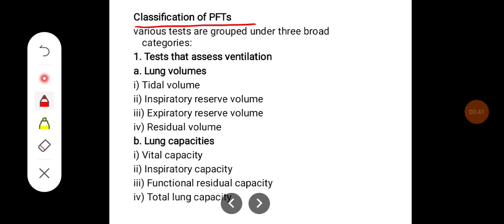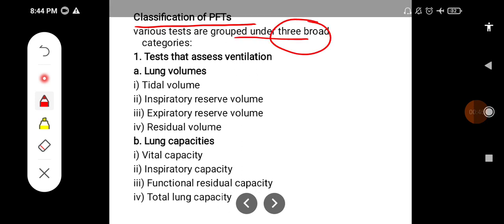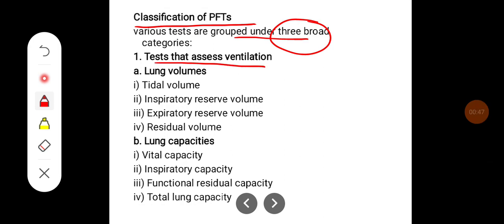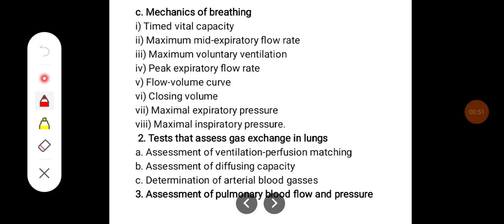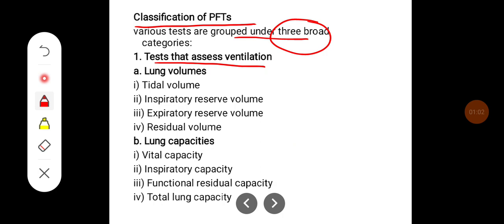Classification of the PFTs. Various tests are grouped under three broad categories. One, the tests that assess ventilation, that is lung volume, lung capacities, and mechanics of breathing. Second, the tests that assess the gas exchange in the lungs. And third is assessment of the pulmonary blood flow and pressure.